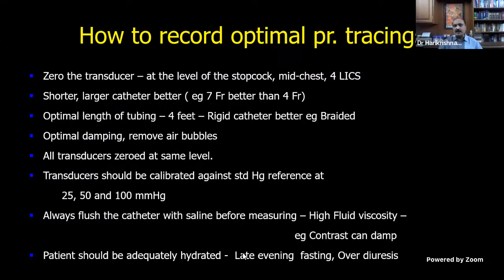How to record optimal pressure traces? Zero the transducer at the level of the stopcock, mid chest, fourth intercostal space. This we have already discussed, that is the phlebostatic axis. A shorter and larger catheter is better. For example, a 7-French is better than a 4-French catheter. If somebody asks you the optimal length of the tubing, you can say it is 4 feet. And always a rigid catheter is better. For example, a braided catheter is better than a softer catheter.